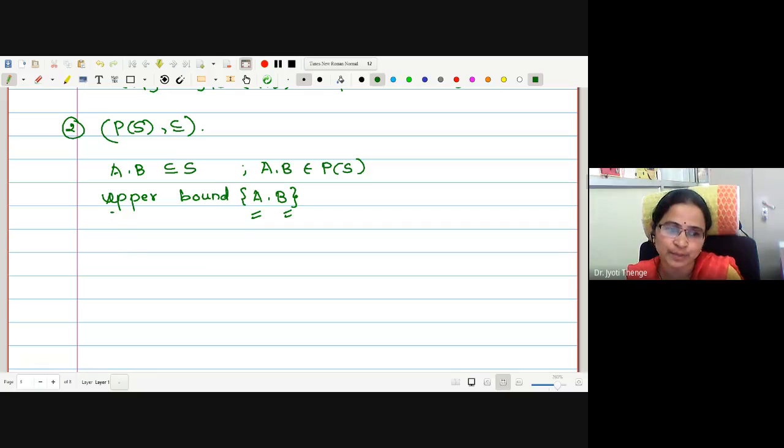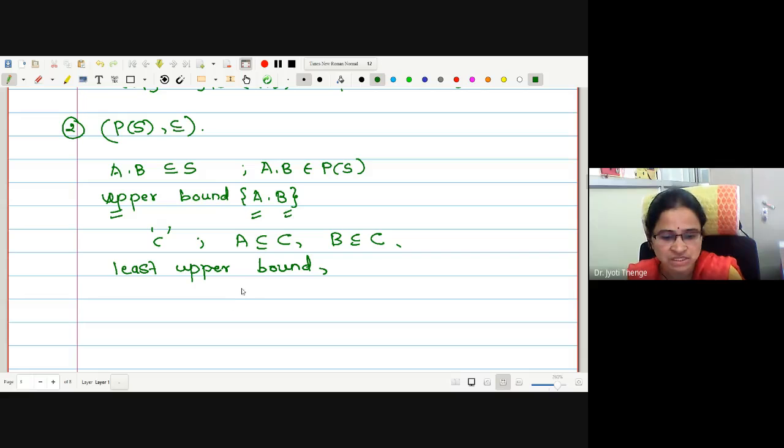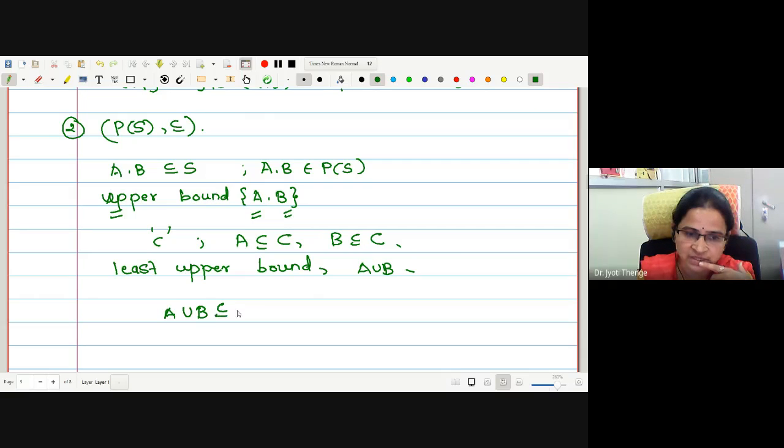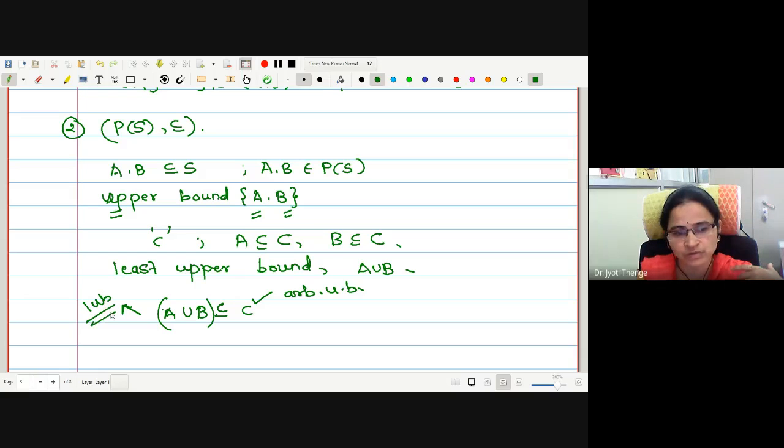Actually, an upper bound is the set C which contains both. That is, A is contained in C and B is contained in C. But what we want is the least upper bound. Now just check how this A union B is the least upper bound. A is contained in C, B is contained in C. Therefore, shall I say A union B is contained in C? Therefore, C is an arbitrary upper bound, and as this relation holds, A union B is my least upper bound. Correct now?